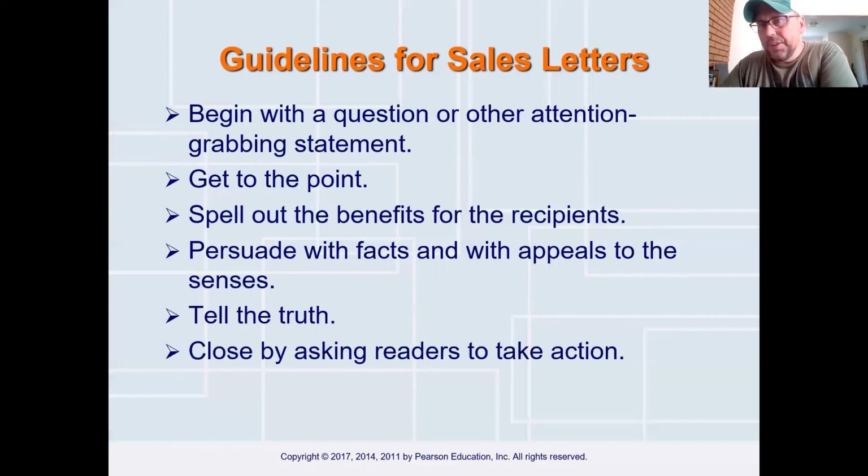But tell the truth. Be honest. Be straight to the point. Don't overinflate. Listen, if you swept the floor, you swept the floor. You didn't do tile maintenance. You know what I'm saying? And then you want to close by asking readers to take action, right? And just like you're selling a product, when you're selling yourself, you're also asking them to take action. Please interview me. Please talk to me.